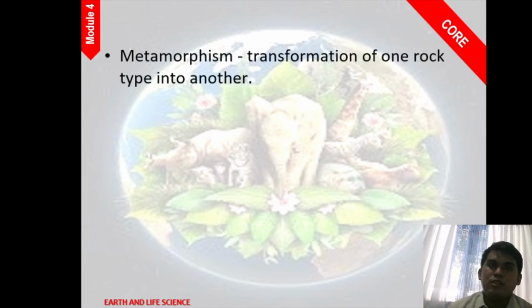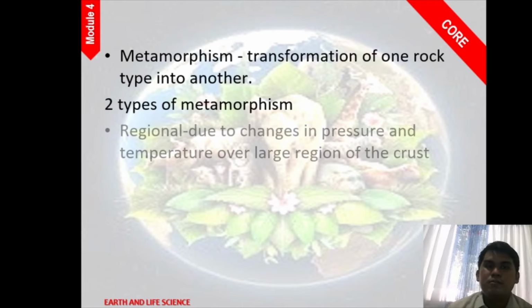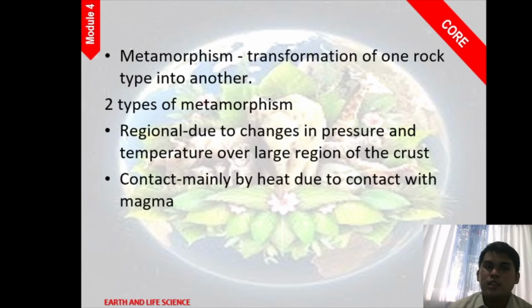Metamorphism is the process or the transformation of one rock type to another. It is like the metamorphosis in a butterfly. There are two types of metamorphism. The first one is regional. This is due to changes in pressure and temperature over a large region of the crust. The second one is contact, mainly by heat due to contact with magma.